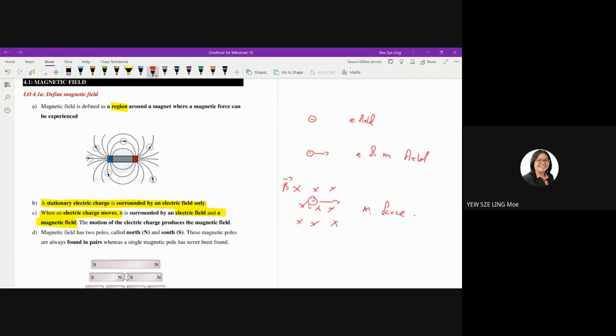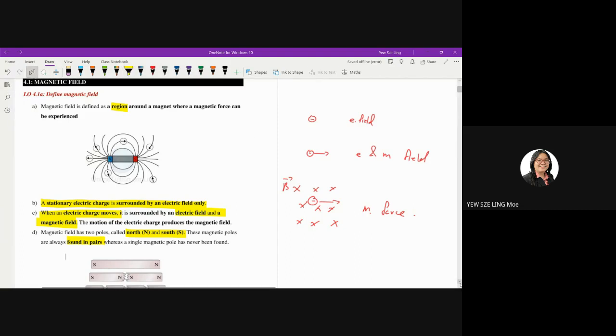How to distinguish between these three terms? Magnetic field has two poles. When it comes to electric, we have positive charge and negative charge. When it comes to magnetic field, we're not looking at the sign of the charge first. We're looking at the pole. The pole is what we use to draw the field, to sketch the field. So we have a north pole and a south pole. And these poles always come in pairs. What does it mean? You won't have a magnet with just one pole.